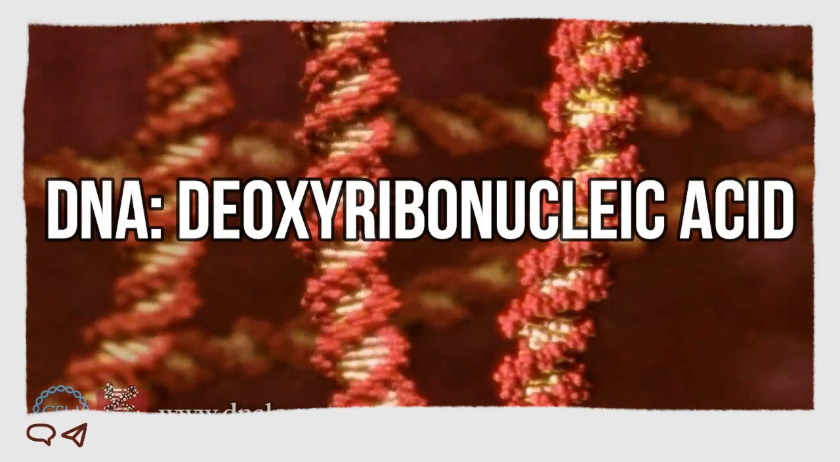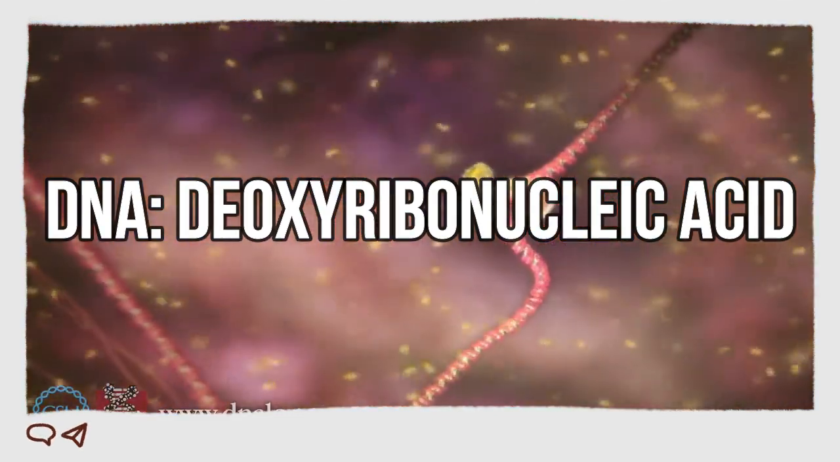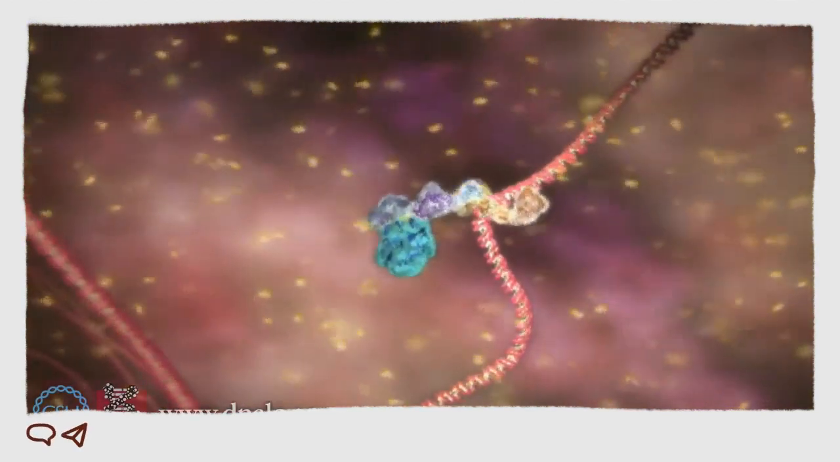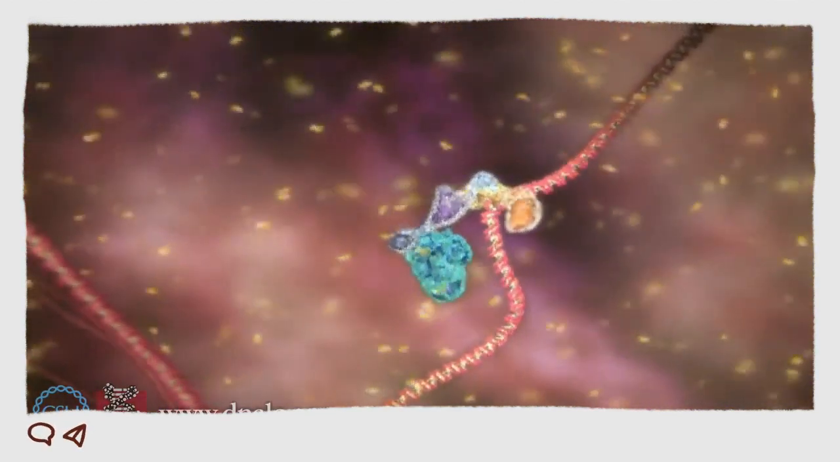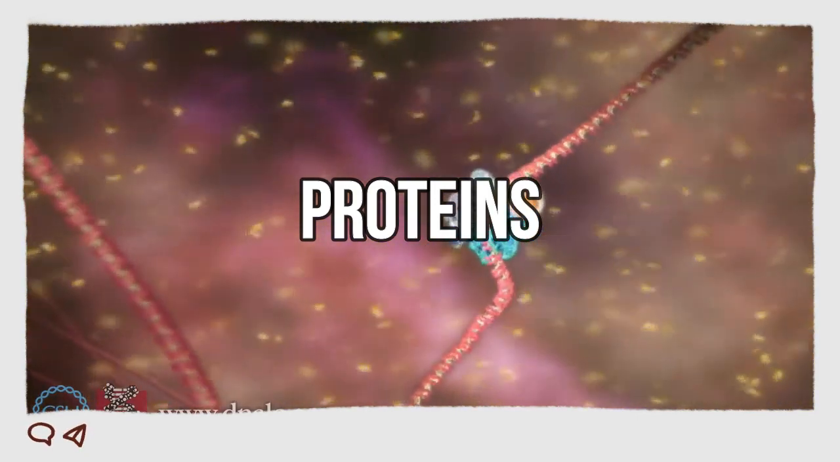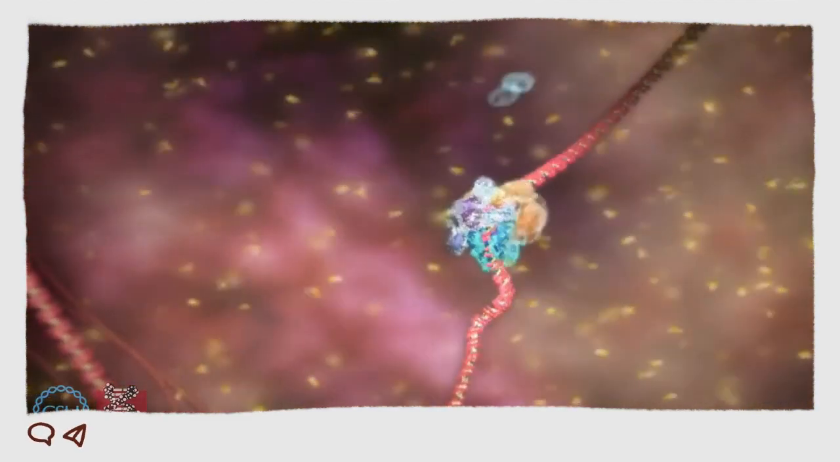Your DNA, or deoxyribonucleic acid, contains the genes that determine who you are. But how can this organic molecule control your characteristics? Well, DNA contains instructions for all the proteins your body makes. Proteins, in turn, determine the structure and function of all your cells.